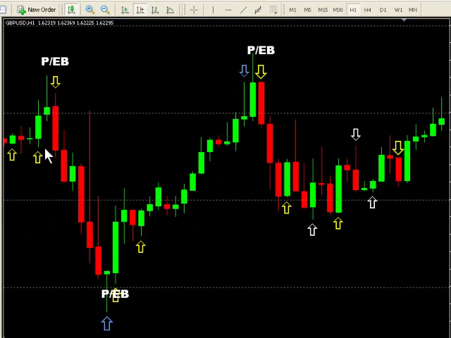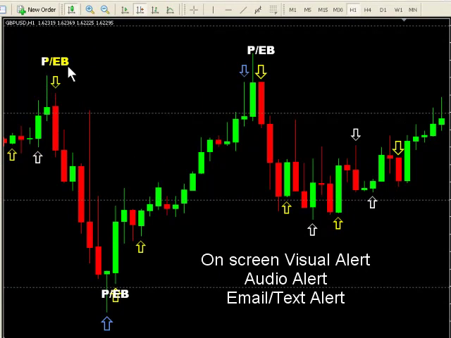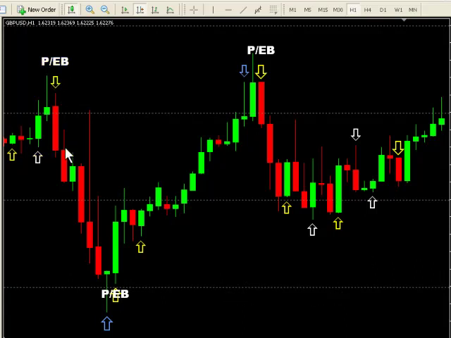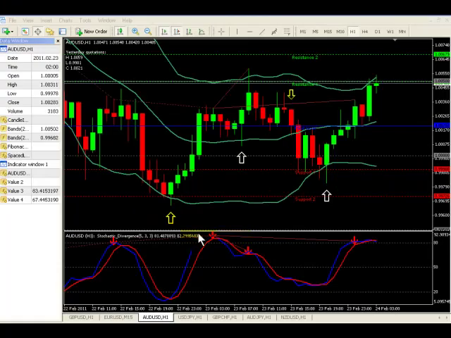Through MetaTrader, we have the ability to be alerted either on screen with the arrows, through an audio alert through your computer speakers, and there is also the opportunity to set up an email alert, so every time a suitable candle pattern displays on your chart, you can have an email alert sent through to your email address or through to your mobile phone.